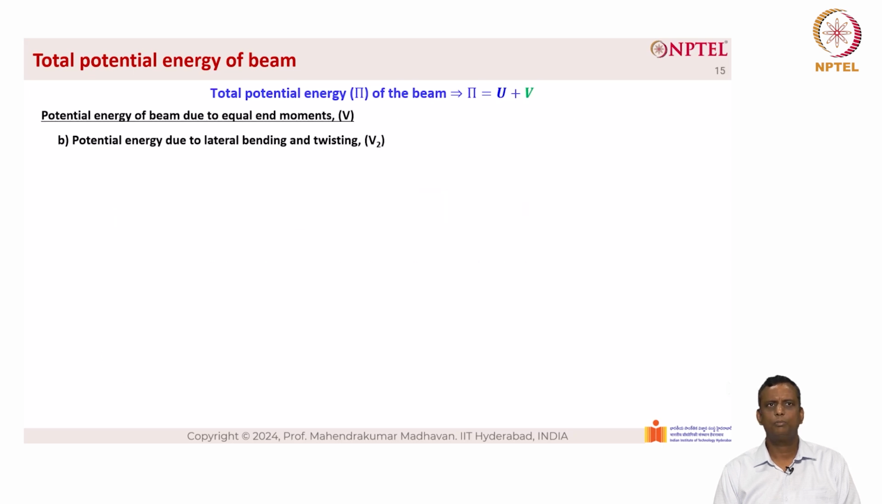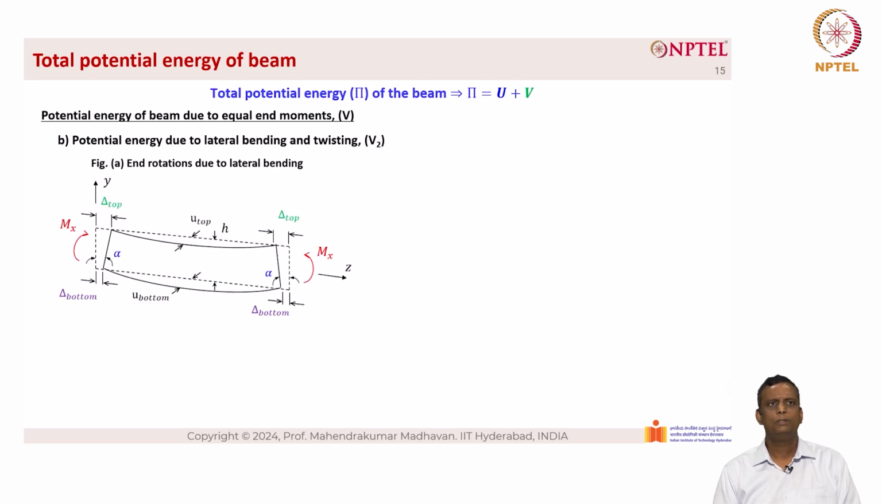Now let's look at the potential energy due to lateral bending and twisting, which we call V2. Figure A indicates the end rotations due to lateral bending. There is more rotation at the top, which is delta top, and lesser rotation at the bottom, delta bottom, which happens on both sides of the beam. The angle it makes is alpha, given on the left side as well as the right side due to the applied moment Mx. Now as shown in the figure, the buckling causes the ends of the longitudinal fibers in the beam to approach one another.